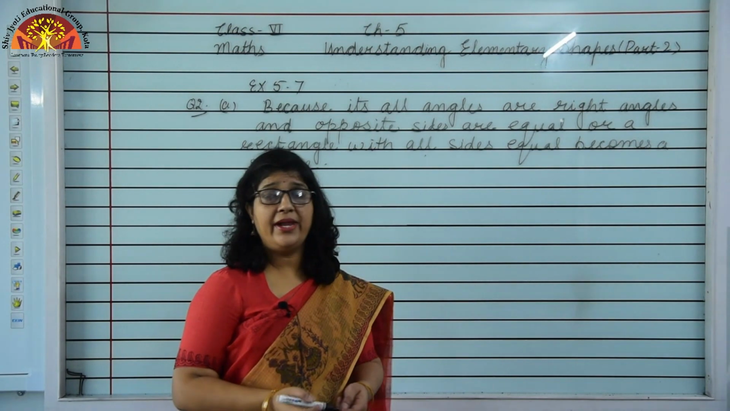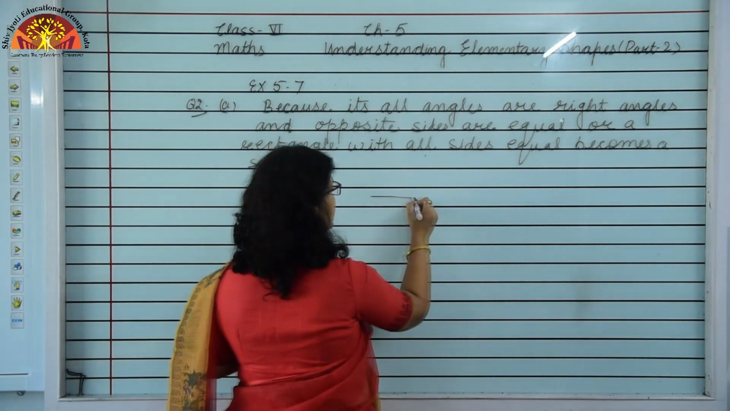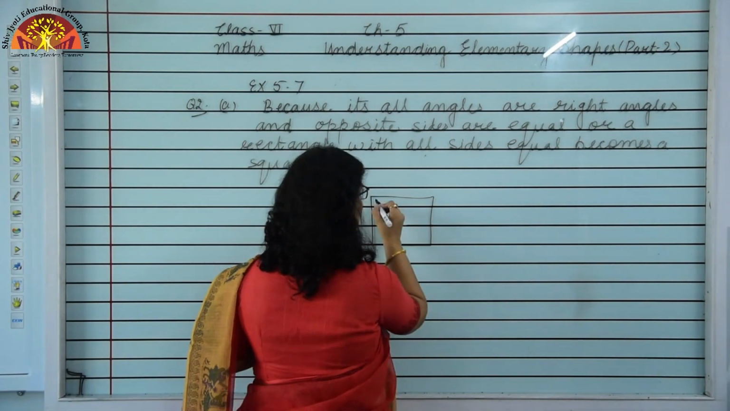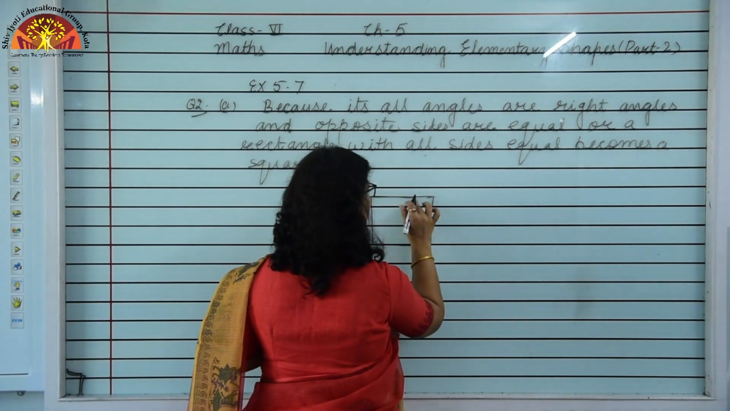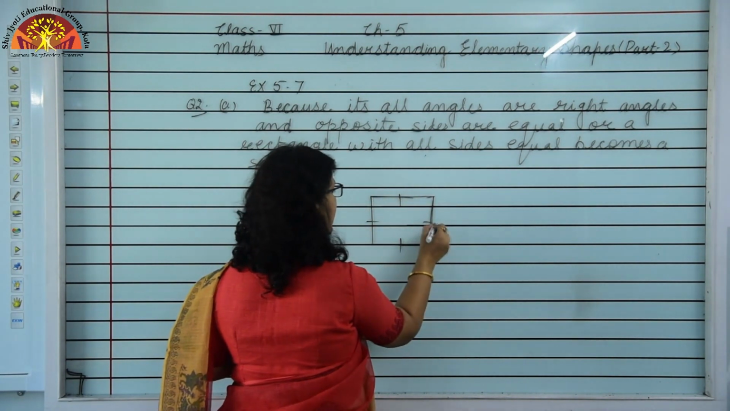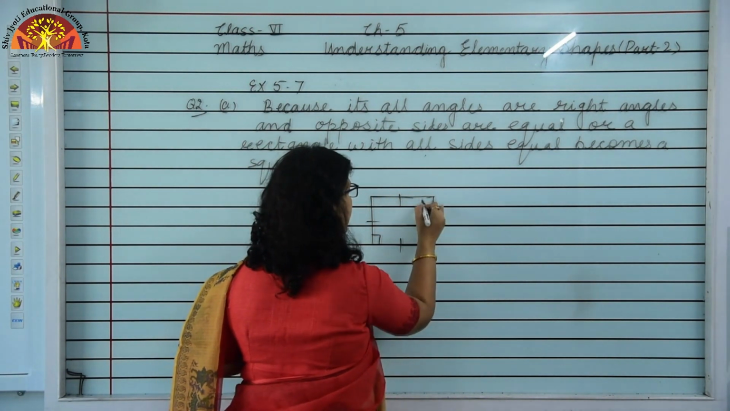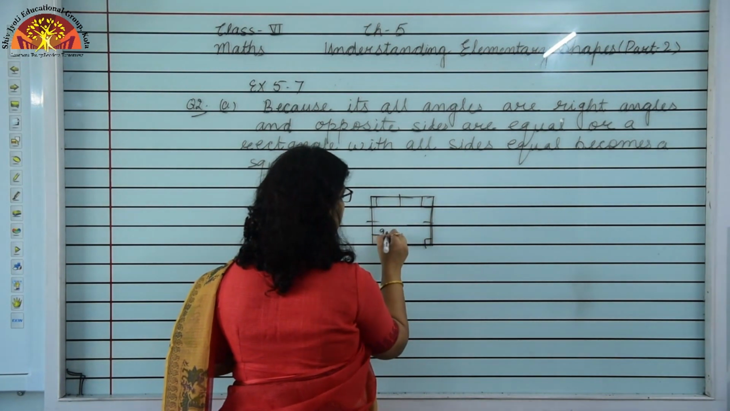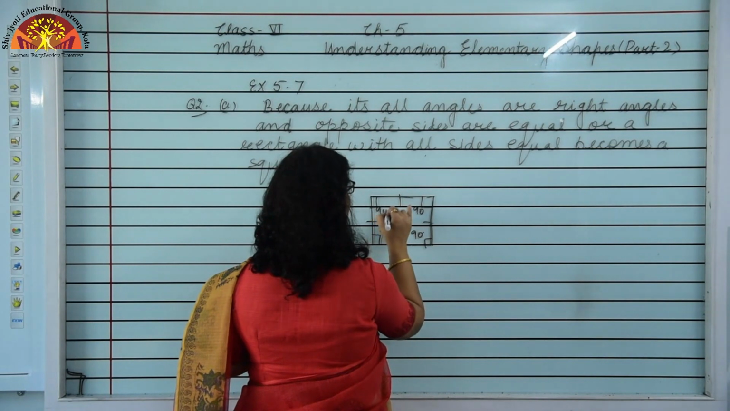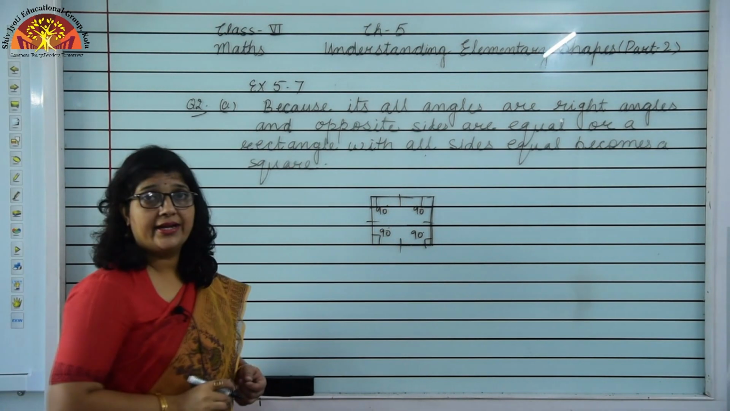I already explained that this is the square with all sides equal. In this, opposite sides are equal and angle is 90 degree. So this is also a rectangle. Understood? So a square is also a rectangle.